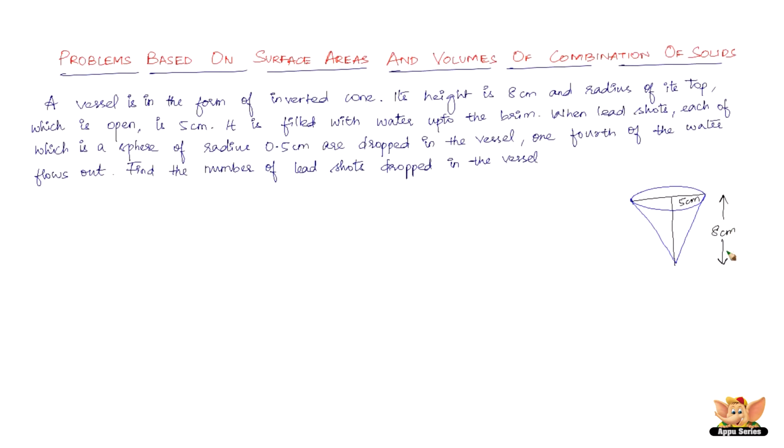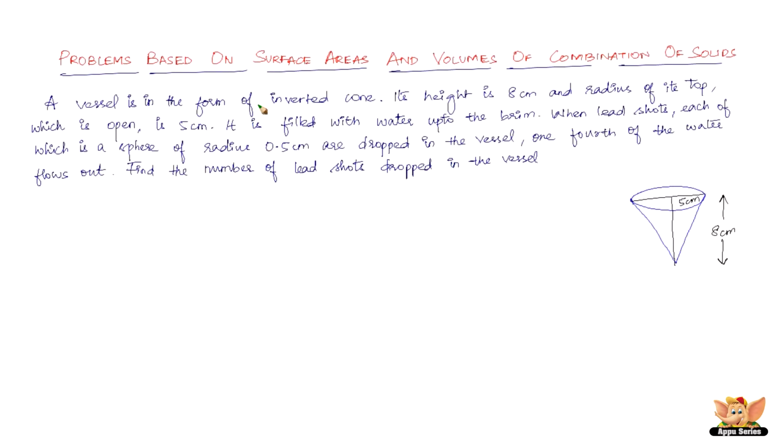Its height is 8 centimeters and radius of its top is 5 centimeters, which is open. Now it is filled with water up to the brim. When lead shots, each of which is a sphere of radius 0.5 centimeter, are dropped in the vessel, 1/4 of the water flows out. Find the number of lead shots dropped in the vessel.